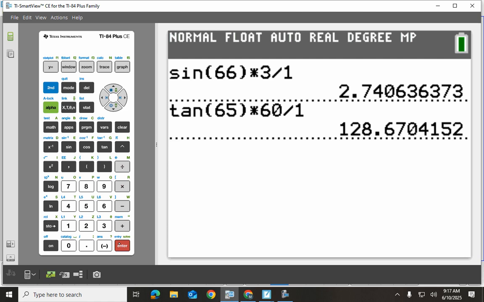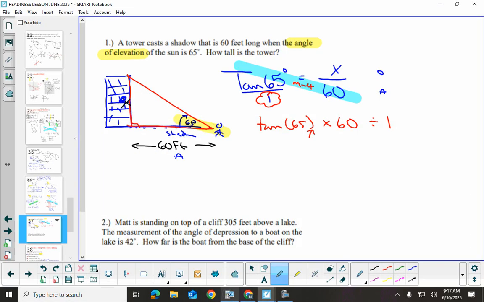Okay, so nearest tenth, 128.7. And then this time, you put your units in because the question did give it to you in feet. So the answer is going to be in feet.